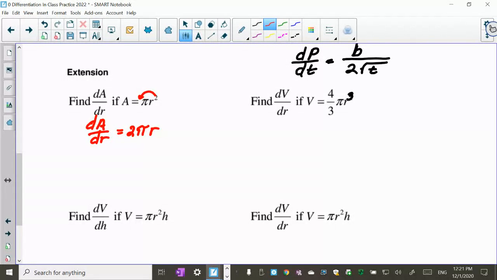And if you look at this, this is the area of a circle. And the first derivative is actually circumference. That's really interesting. So I was showing everybody. This is the area of a circle right here, and this is the circumference of a circle.